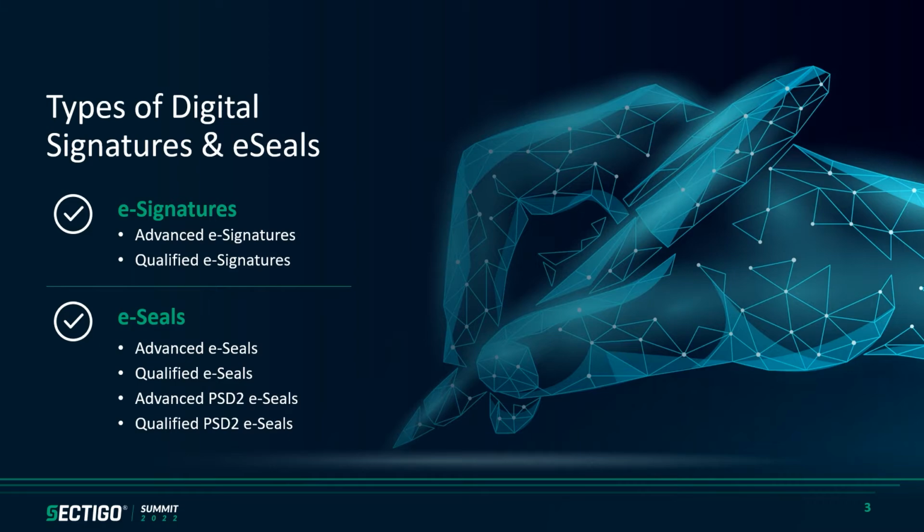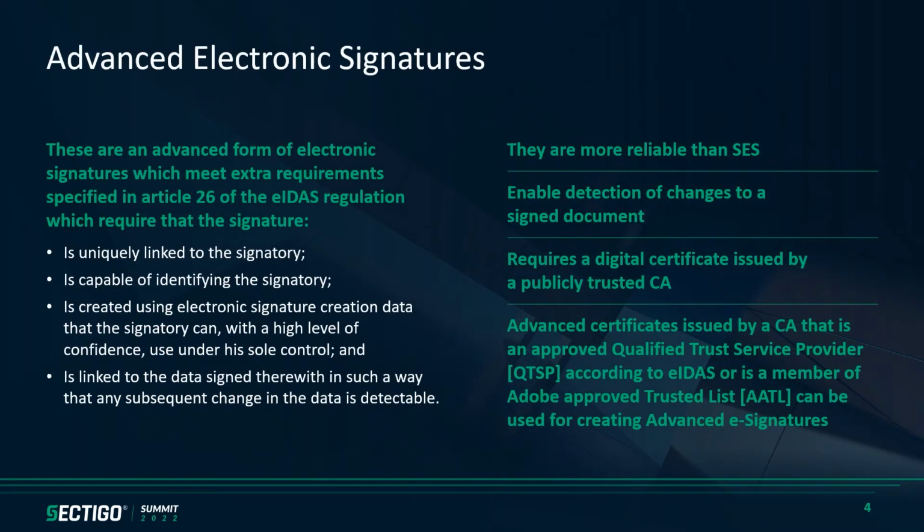They again come in advanced and qualified varieties. Let us now look at each one of them in some more detail. Let us start with advanced electronic signatures. There are four key requirements specified in Article 26 of the eIDAS regulation that a digital signature must fulfill for it to be considered an advanced signature.